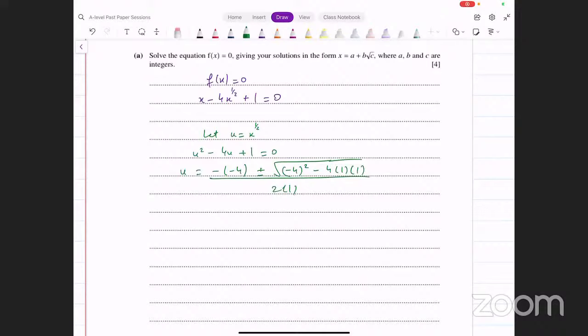Don't write the direct answers from here. Direct answers नहीं लिखने हैं. क्योंकि उसने आपसे exact form मांगे, उसमें आपको working चाहिए होती है. 4 plus minus square root of 16 minus 4. What's that going to be? That's going to be 12. Right? 16 minus 4 is 12, divided by 2.